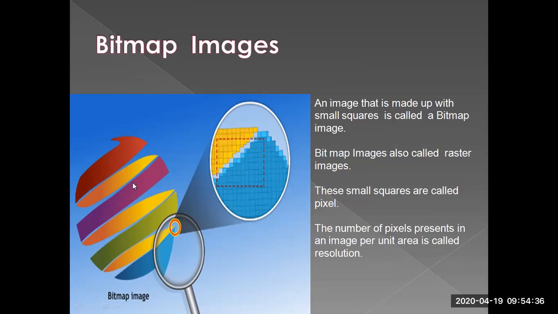You can see this image. If you zoom in, you can see the small squares are there. Can you guess how many squares are in a full picture? Because in the small part, only this many. The small squares are called pixels. The number of pixels present in an image per unit area is called resolution.